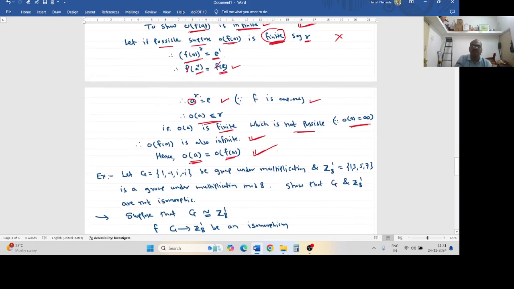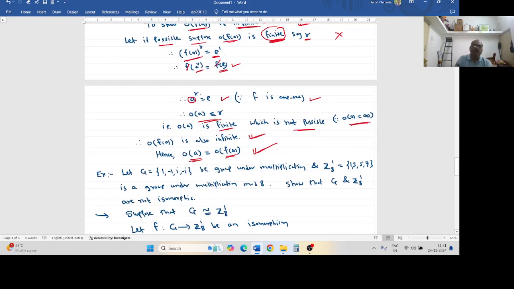Now see this next example. Let G is equal to set containing 1, minus 1, i, minus i. We know that it is a group under multiplication. Z dash is nothing but a set containing 1 bar, 3 bar, 5 bar, 7 bar. Here the operation is multiplication modulo 8. So again this set forms a group. So that G and Z dash are not isomorphic. G आणि Z dash हे दोन्ही ग्रुप आयसोमॉर्फिक नाही असं दाखवायचं आहे.